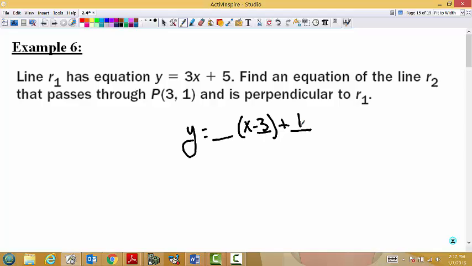And then I want the perpendicular slope. Well, the slope of this is 3 over 1. To find the perpendicular slope, I flip it and make it negative.